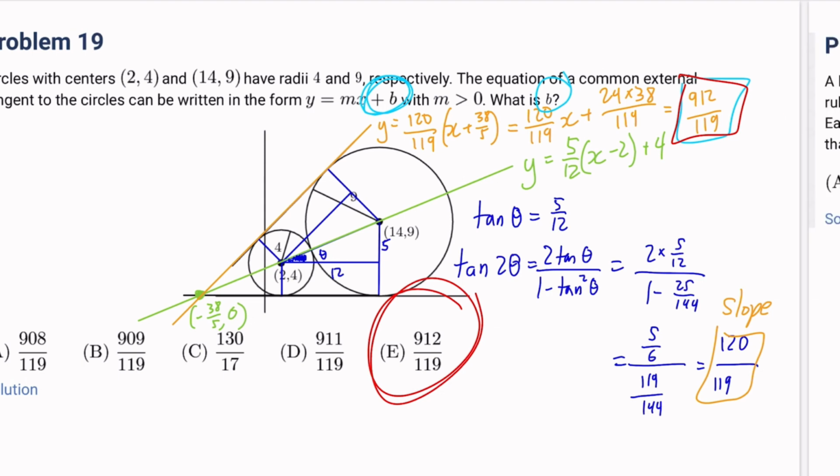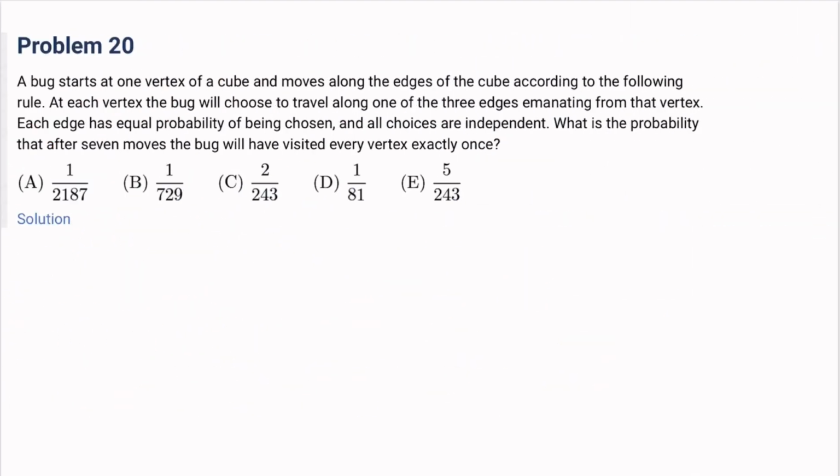It's E. Number 20. A bug starts at one vertex of a cube and it moves along the edges of the cube according to the following rule. At each vertex, the bug will choose to travel along one of the 3 edges emanating from that vertex. Each edge has equal probability of being chosen, and all choices are independent. What is the probability that after 7 moves, the bug will have visited every vertex exactly once?